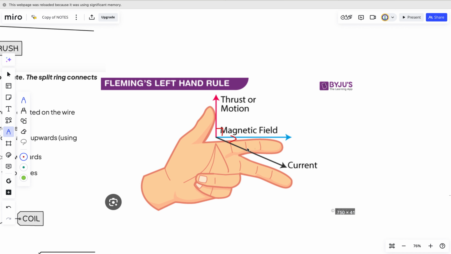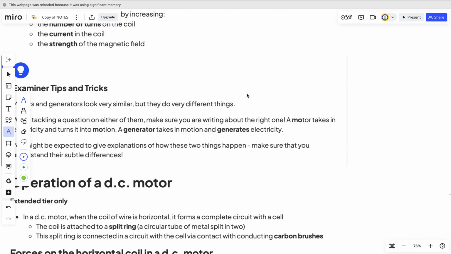In Fleming's left-hand rule, if I put a North Pole here and a South Pole of the magnet here, the magnetic field goes from the left to the right, and the current is flowing down. Your second finger is the direction of the current. Your first finger is the direction of the magnetic field. So the current is flowing downward, and the force produced will be upward. The force is called the thrust or motion. It will be upward.